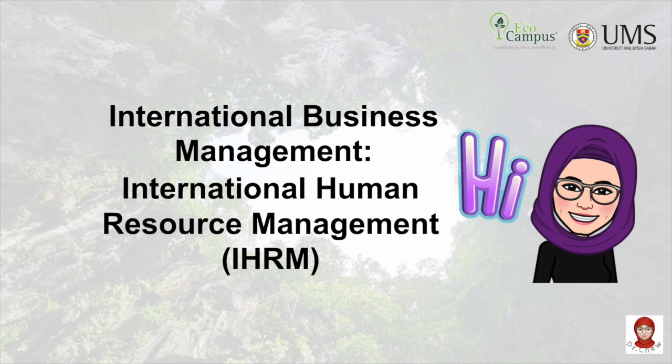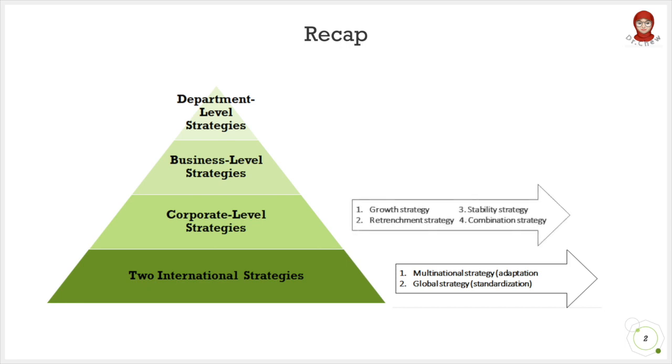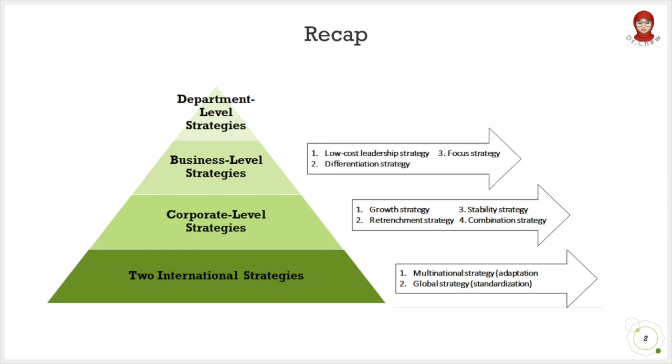So, before we proceed further, let's recap what we have covered in the previous topic. In the last topic, we covered four categories of strategies that a company uses in international business. Under the bottom of the pyramid, we have two international strategies, which are multinational and global strategy. And there are four key approaches to corporate level strategies, which are growth, retrenchment, stability, and combination. Under business level strategy, a business unit can use one of the three business strategies for competing in its industry, such as low-cost leadership, differentiation, and focus.